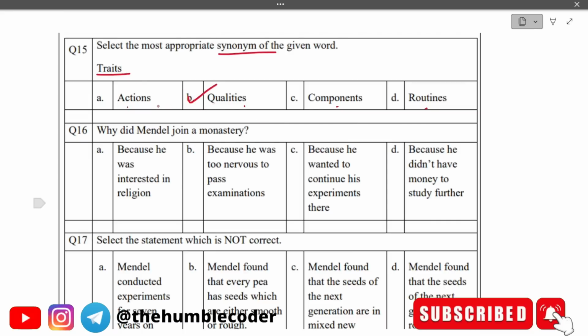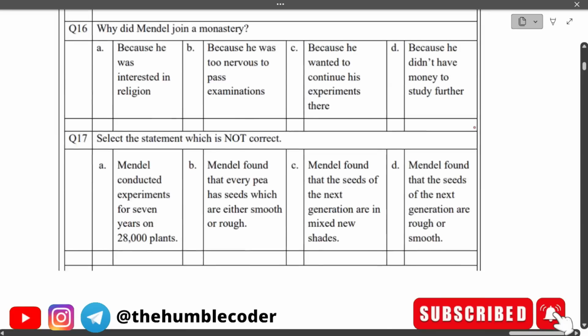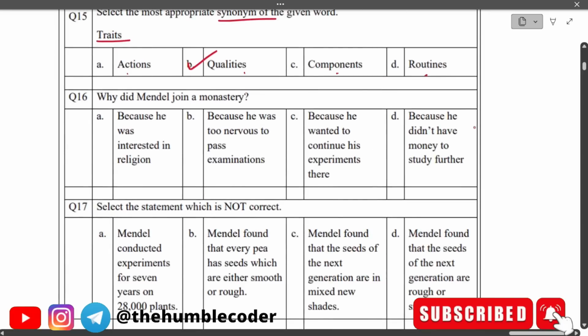And just to tell you what other words mean, actions implies things that someone does. Okay, and components means what? Components refers to the parts of a whole thing, right? And routines means what? Routine pertains to the habitual actions. Okay, so these are pretty basic words, so you also can guess the correct answer in that case. Let's see the next question that we have based on the passage.